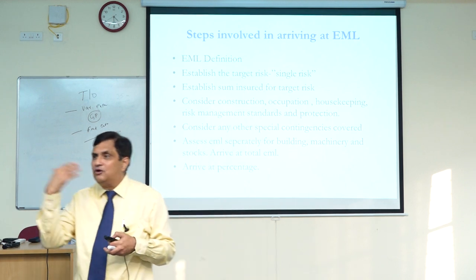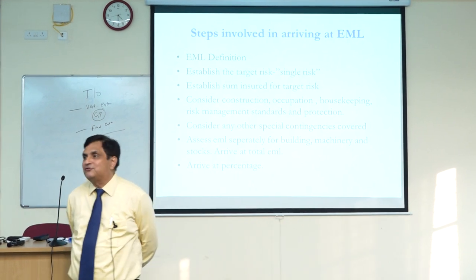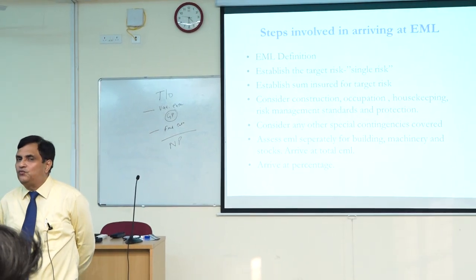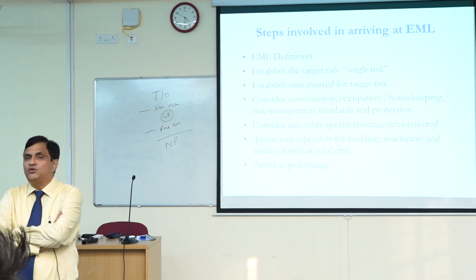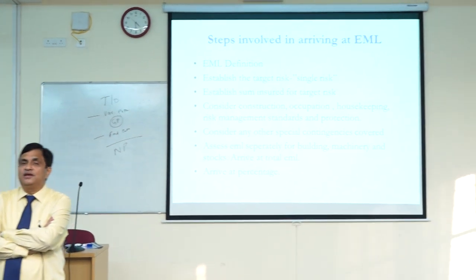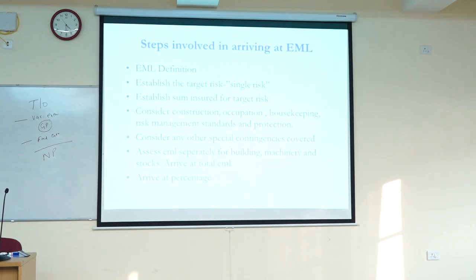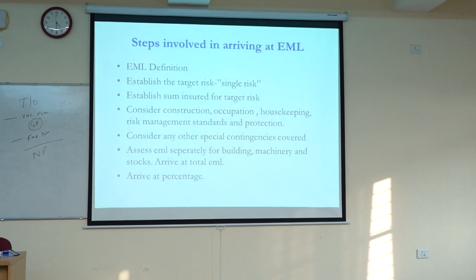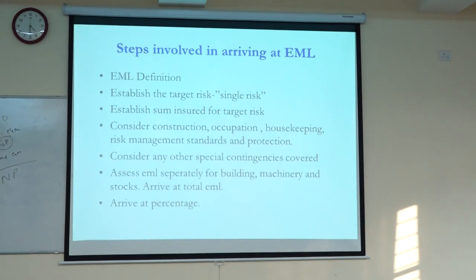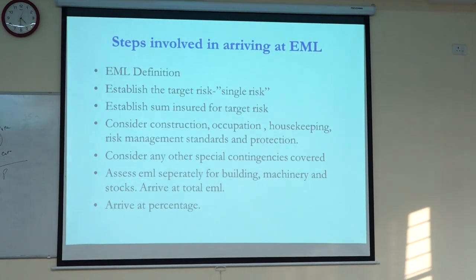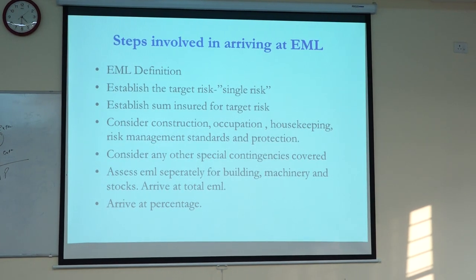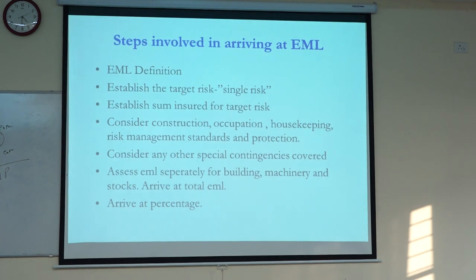There's something called PML or EML. Probable maximum loss. EML means estimated maximum loss. This is an internal thing that you calculate basically for your internal purpose of reinsurance. That means for reinsuring, you are going to decide based on the PML, not based on the sum insured. So the concept of PML is that in a worst case accident, usually calculated for fire and explosion, what is the loss or amount that I can expect in a worst case?